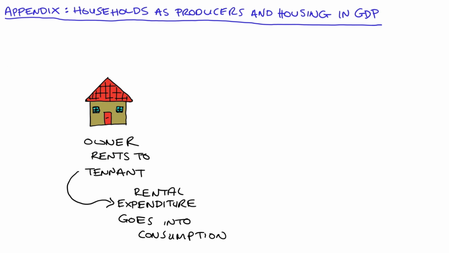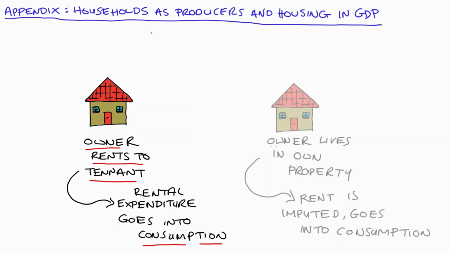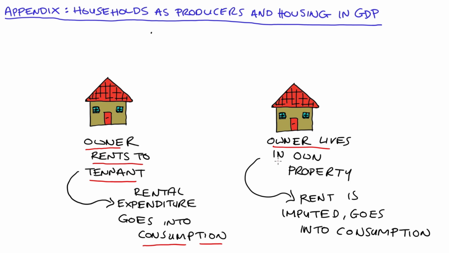When an owner rents a property out to a tenant, the rental expenditure that the tenants pay to the owner goes into the consumption category in our calculations of GDP. So I think that's a pretty natural interpretation of where rent should go. But we are automatically treating housing as a service in this case. In order to extend this logic of housing as a service, we're going to think about owners of dwellings that live themselves in the dwellings that they own.